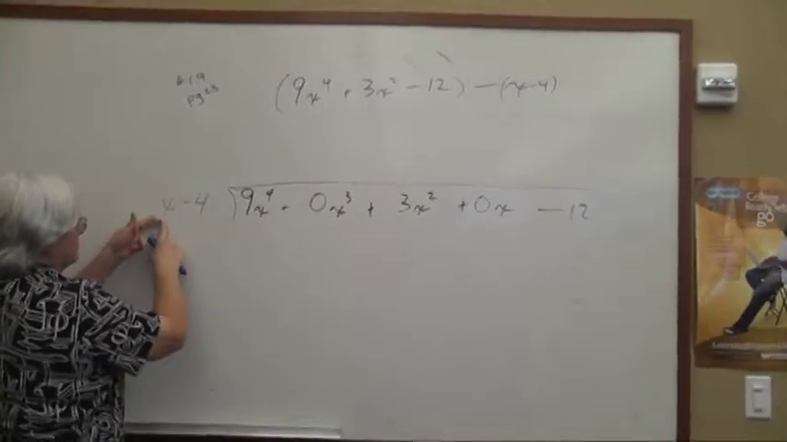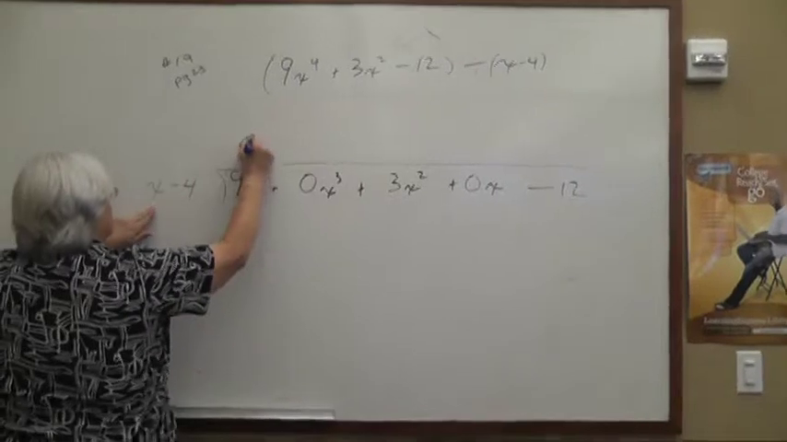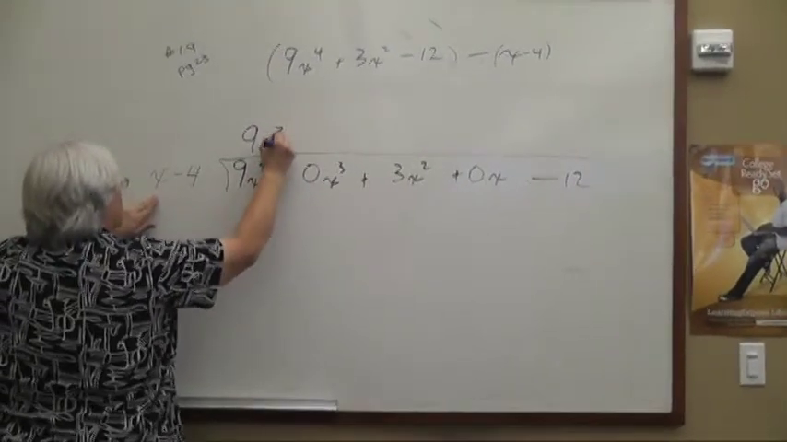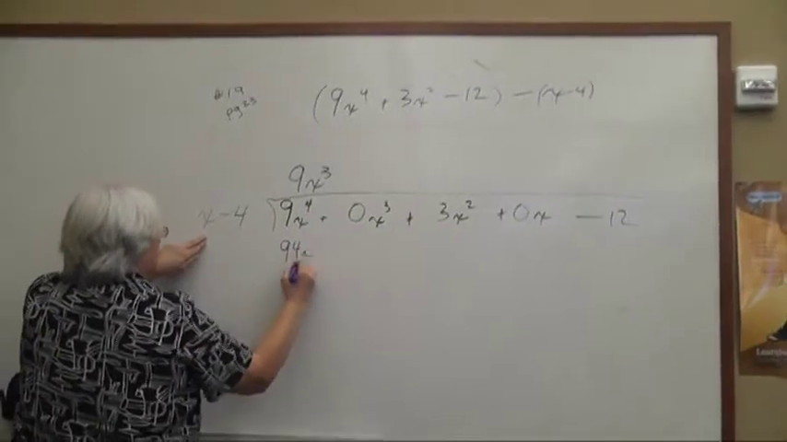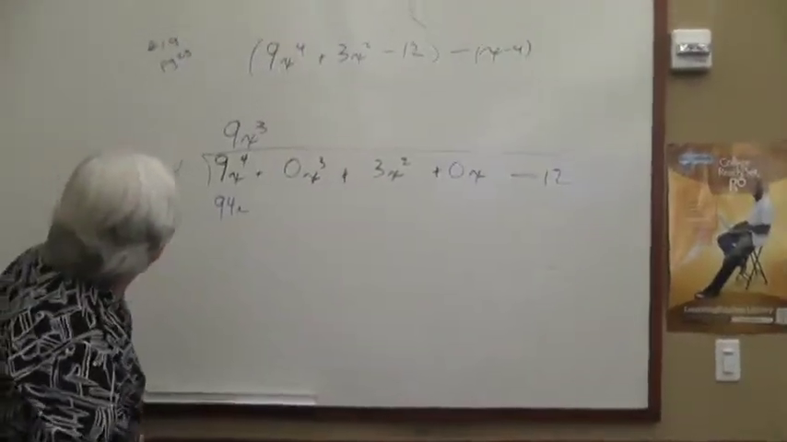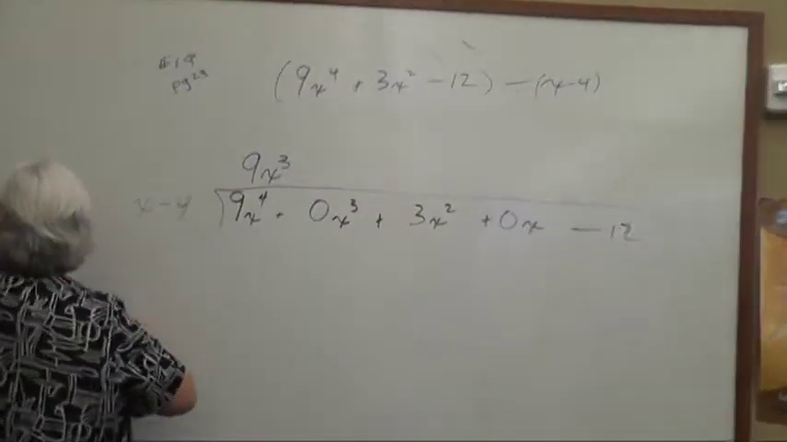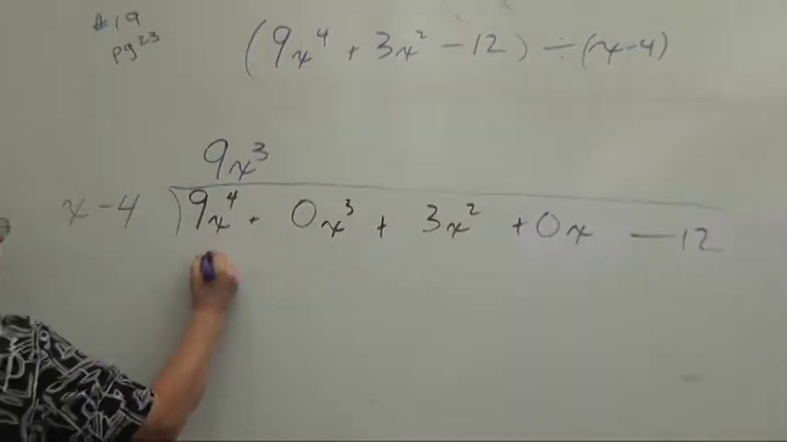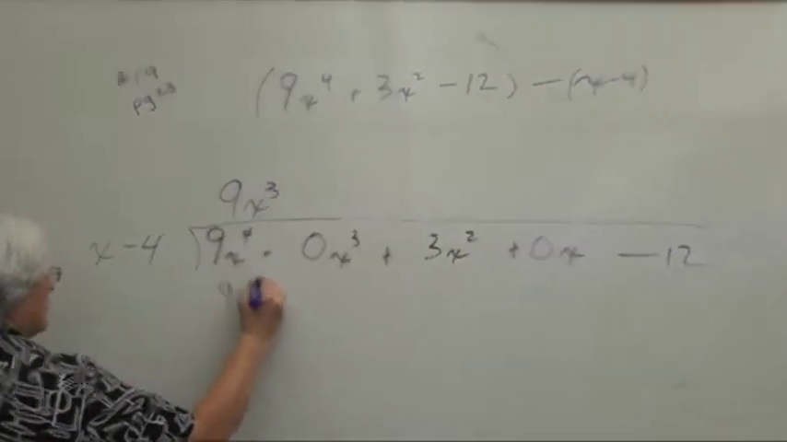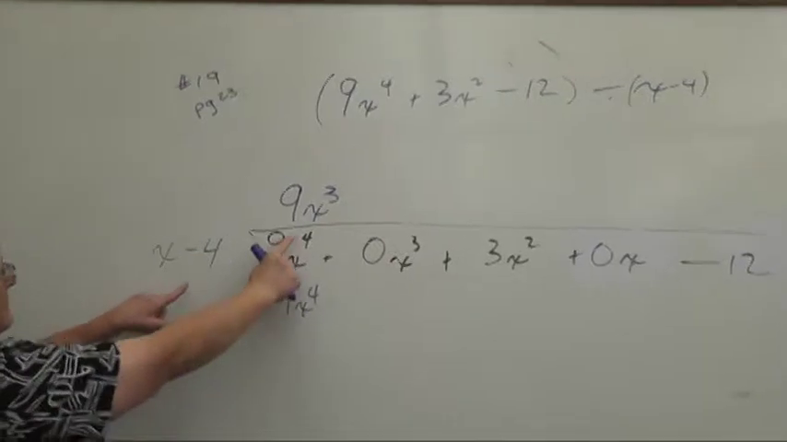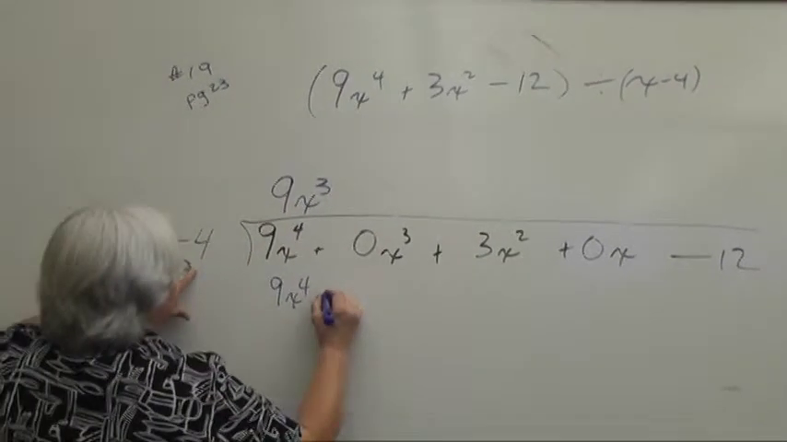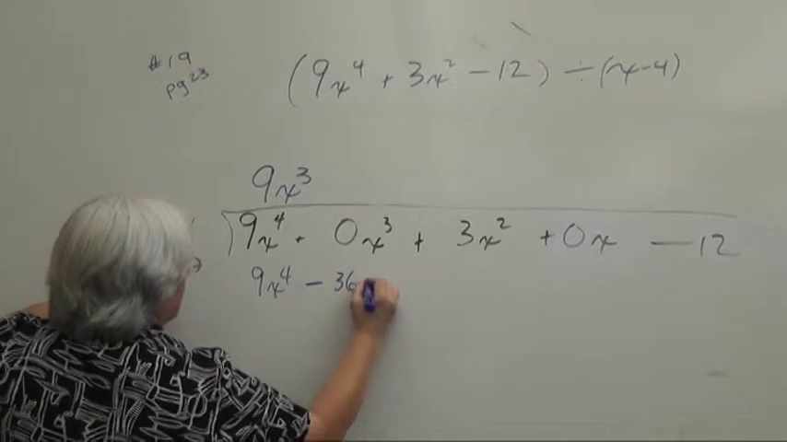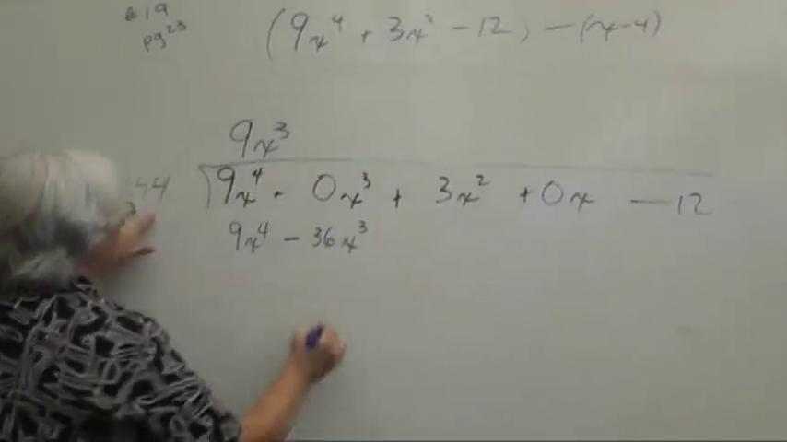9x to the fourth divided by x is going to be 9x cubed. 9x cubed times x is 9x to the fourth. Now we have 9 times a negative 4, which is negative 36x cubed.